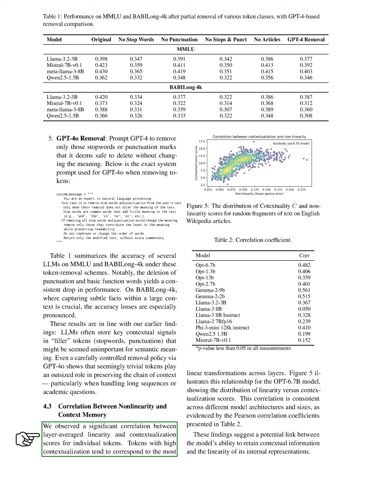We also found a strong correlation between layer-averaged linearity and contextualization scores for individual tokens. Tokens with high contextualization often corresponded to the most linear transformations across layers. This relationship was consistent across different model architectures and sizes, suggesting a link between a model's ability to retain contextual information and the linearity of its internal representations.